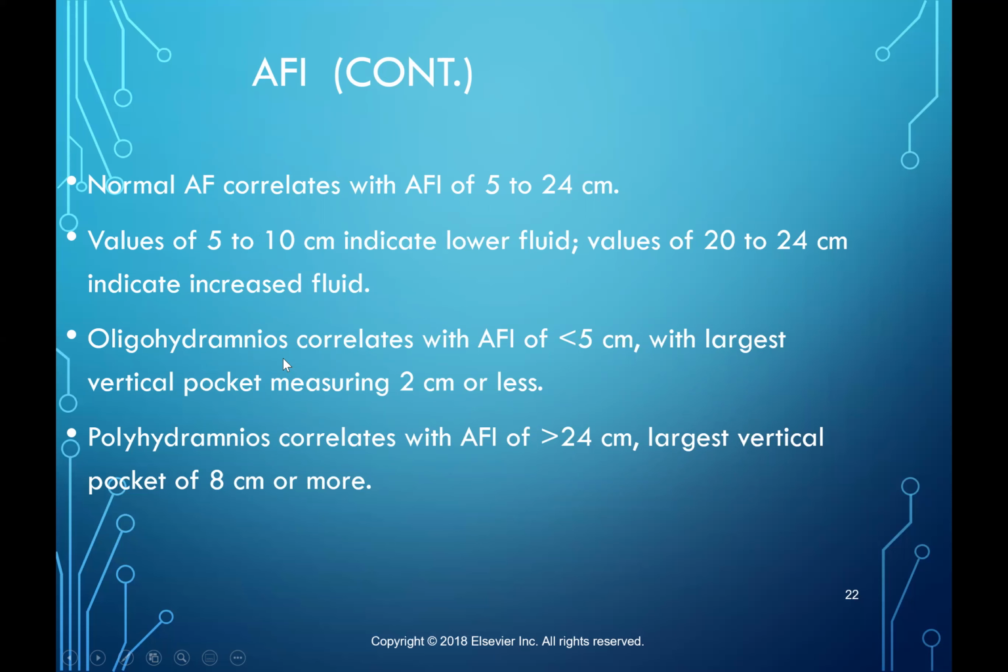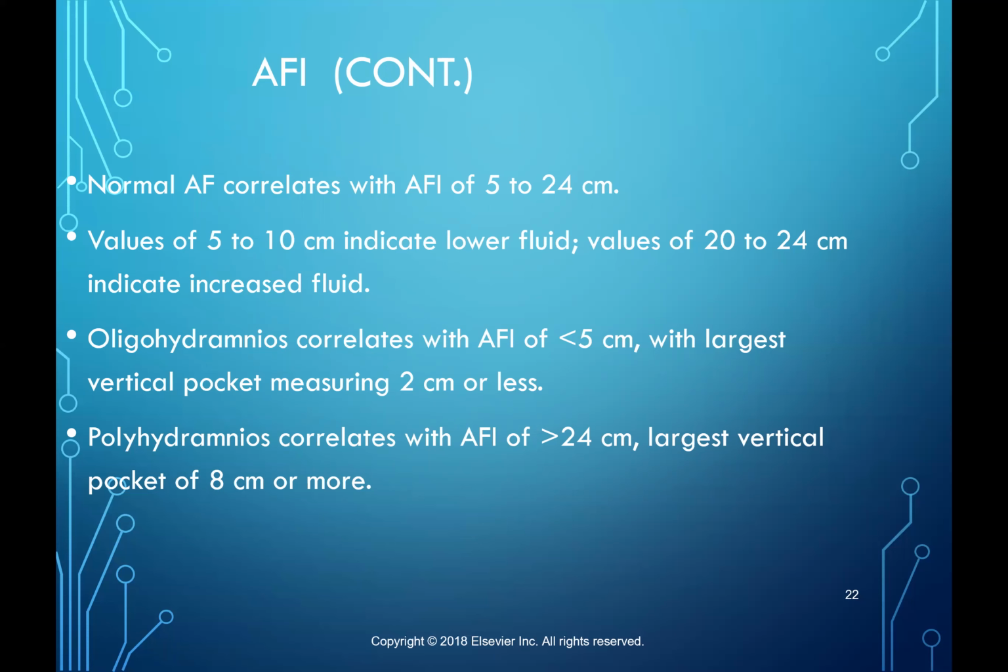So oligohydramnios correlates with amniotic fluid that is less than 5 centimeters. This is one of your most important slides ever, guys, not even for my test, but just in general doing OB. So I hope that you will really take this slide to heart. Oligohydramnios correlates with an amniotic fluid index of less than 5 centimeters, with the largest vertical pocket measuring 2 centimeters or less. Now, you remember when we talked about a biophysical profile?